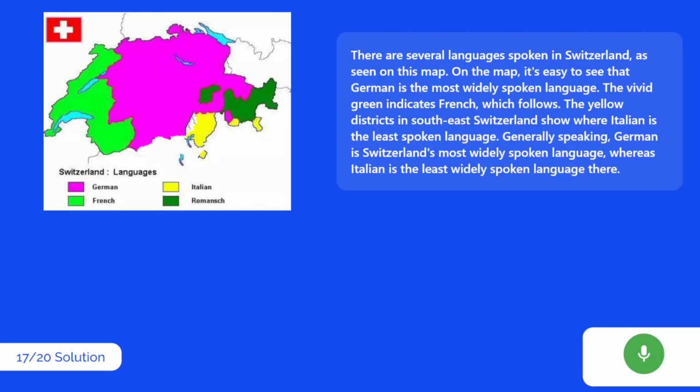There are several languages spoken in Switzerland, as seen on this map. On the map, it's easy to see that German is the most widely spoken language. The vivid green indicates French, which follows. The yellow districts in southeast Switzerland show where Italian is the least spoken language. Generally speaking, German is Switzerland's most widely spoken language, whereas Italian is the least widely spoken language there.